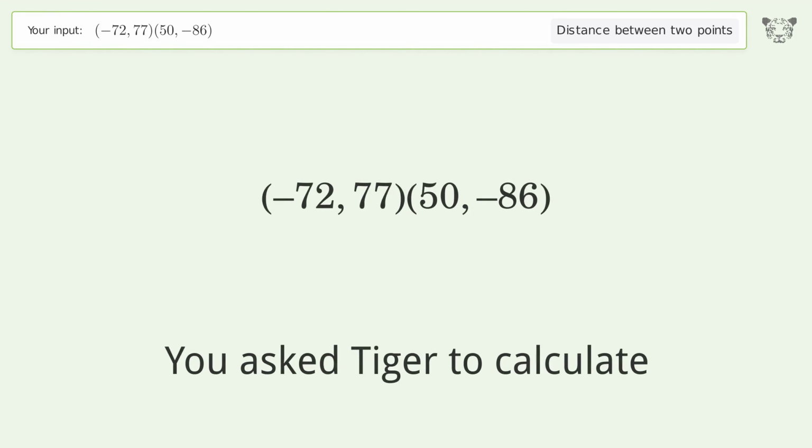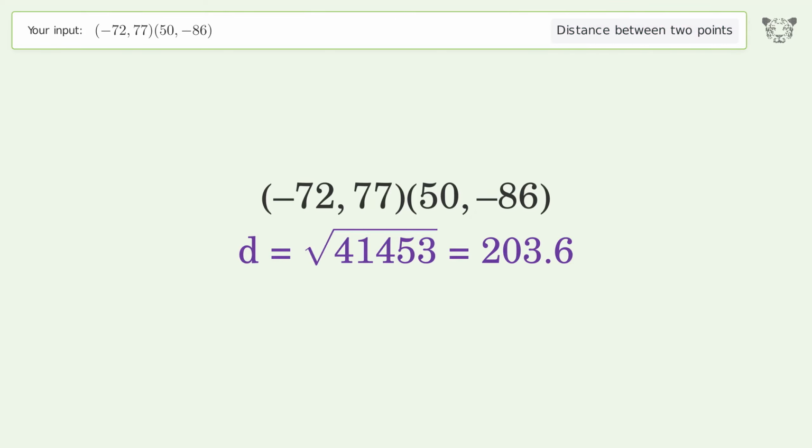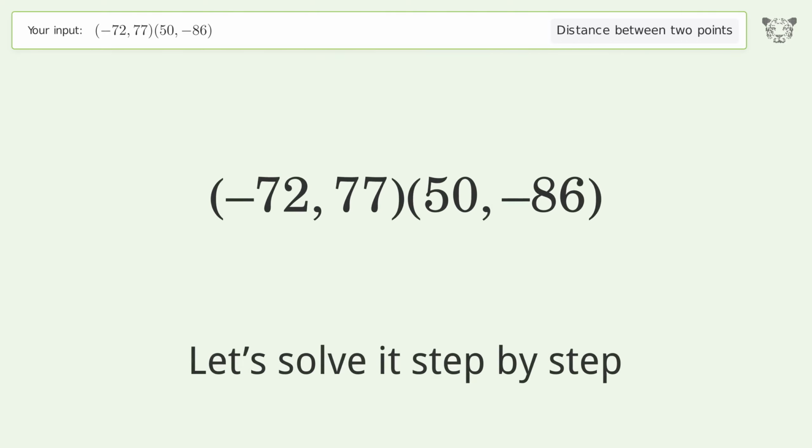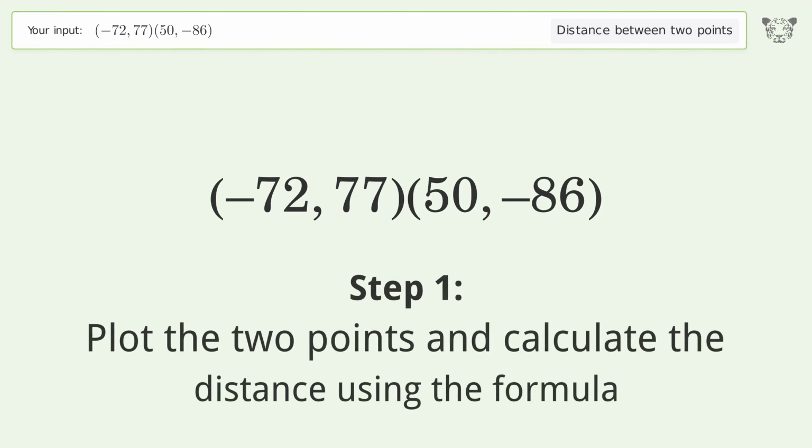You ask Tiger to calculate. This deals with the distance between 2 points. The distance between the 2 points is the square root of 41,453, or 203.6. Let's solve it step by step. Plot the 2 points and calculate the distance using the formula.